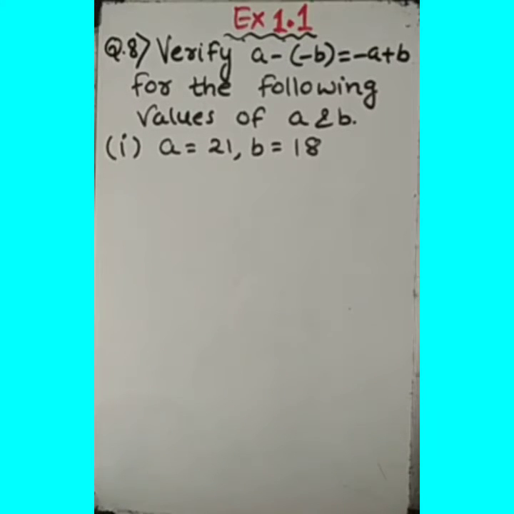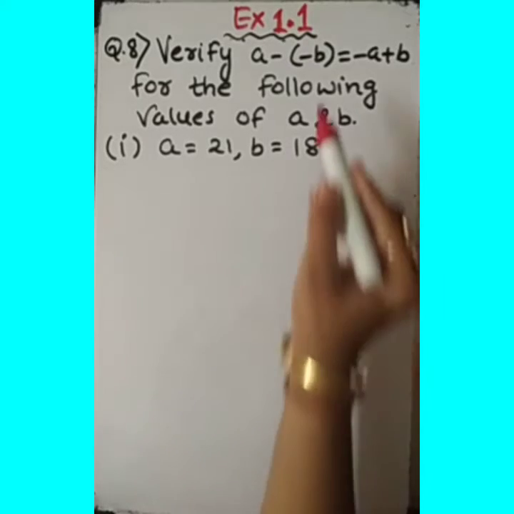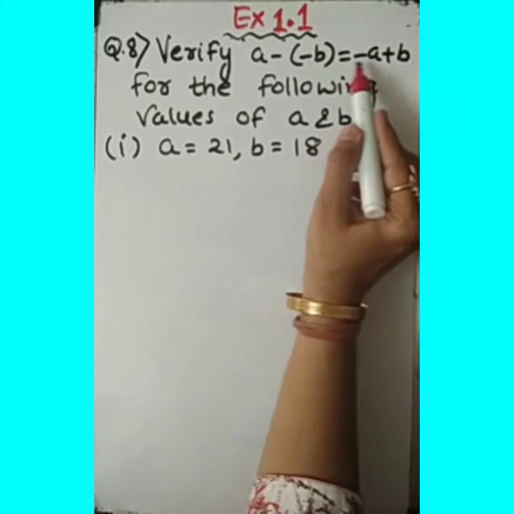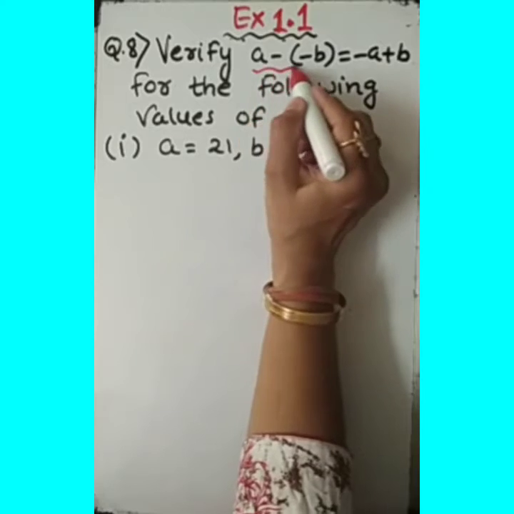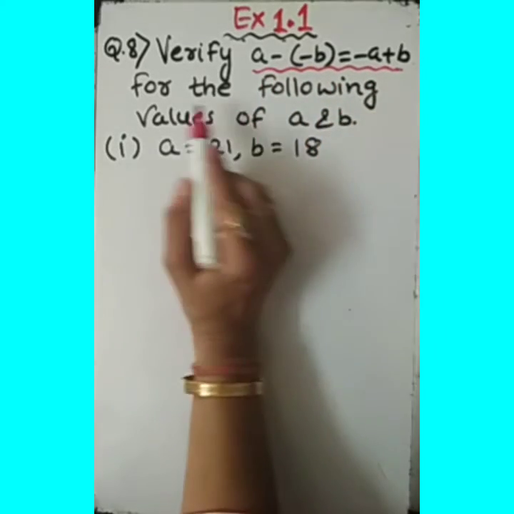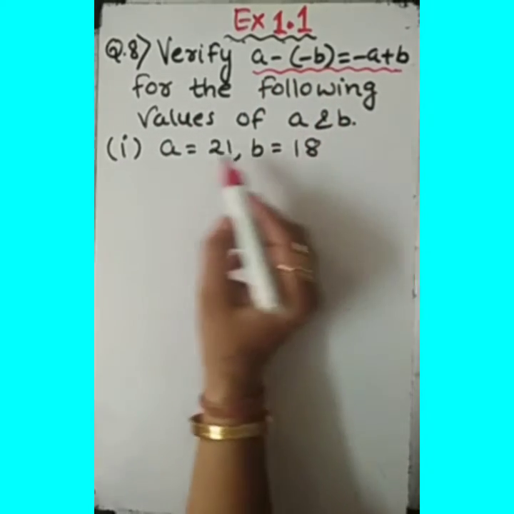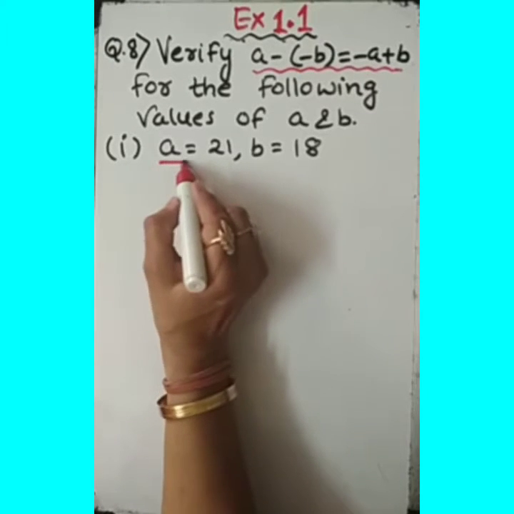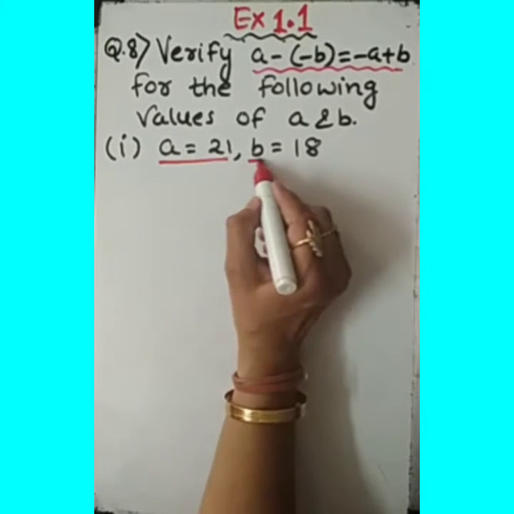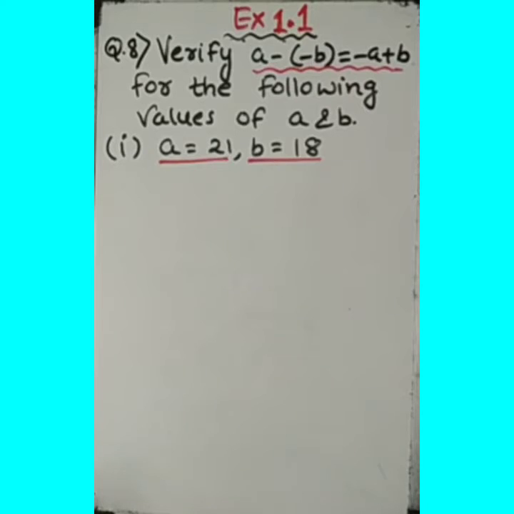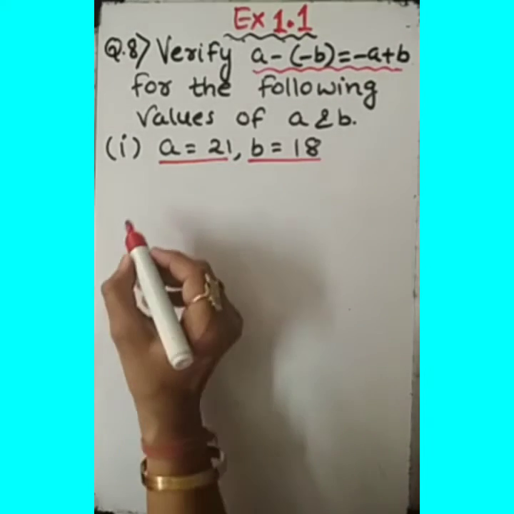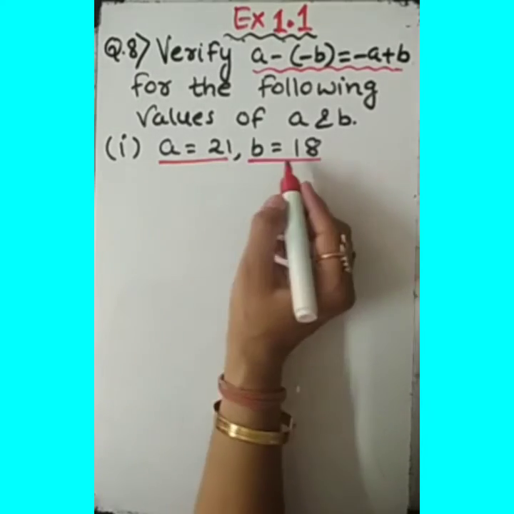Exercise 1.1, question number 8. Question number 8 says, verify a minus in bracket minus b equal to minus a plus b, for the following values of a and b. Here in the question we are given a equal to 21 and of course b equal to 18. Clear to you? So, my dear student, how to go with that?